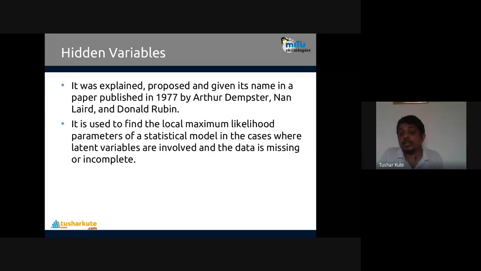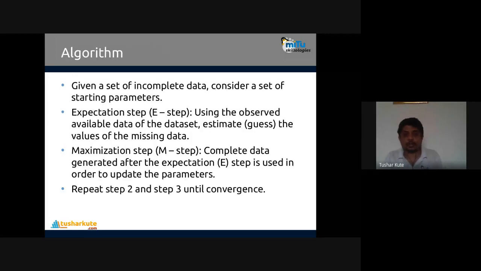In cases where latent variables are involved and the data is missing or incomplete, not perfectly created, we can check the previous data, and the variables whose values are not known, or new variables, can be created. That is what the EM algorithm is basically focused on: identifying the hidden variables. Now see how the EM algorithm works. I think in K-means clustering, this algorithm is exactly used. Let's see how it works.